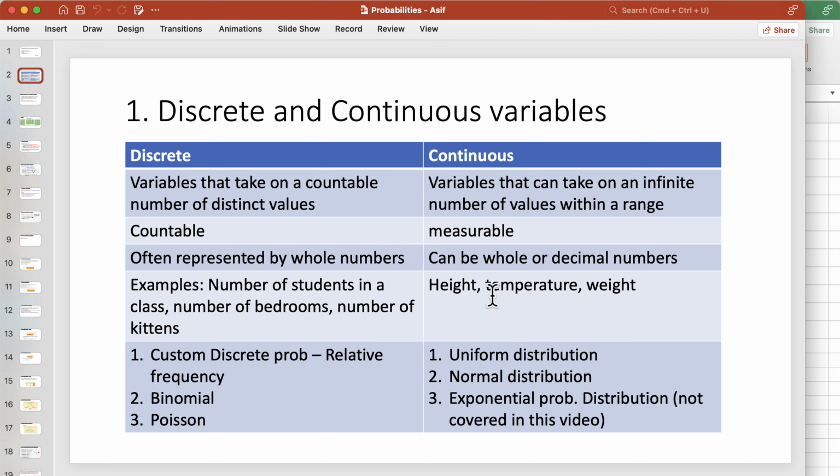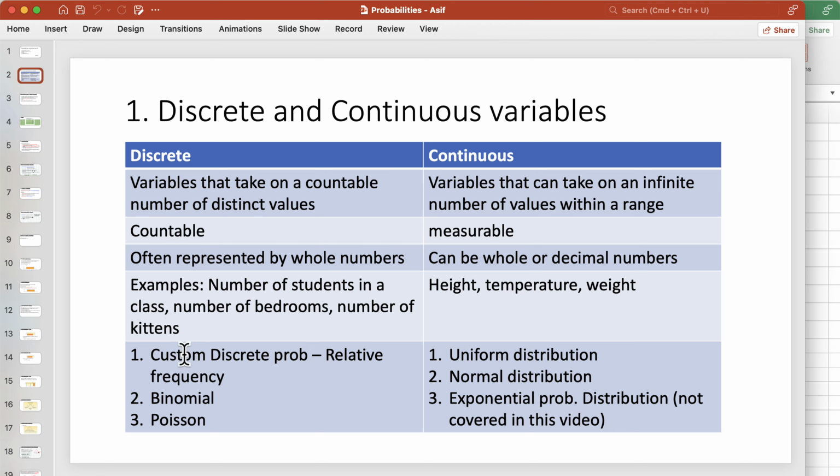Continuous variables, on the other hand, can take any value within a given range. For example, height could be 72 inches. It could be 73 inches. It could also be 72.5 inches. Temperature could be 90 Fahrenheit, 91 Fahrenheit. It could also be 90.1, 90.5 and 90.7 Fahrenheit. Same is the case with weight.